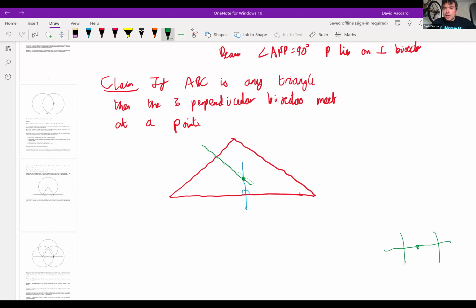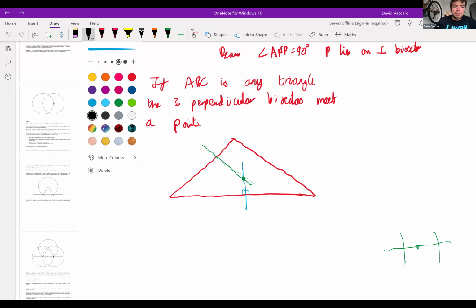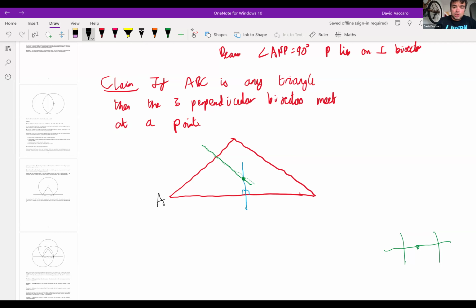What we want to do now is try to understand why the third perpendicular bisector is guaranteed to go through that same point. So who can remind me what categorizes a perpendicular bisector? What can you tell me about every point on this blue line?